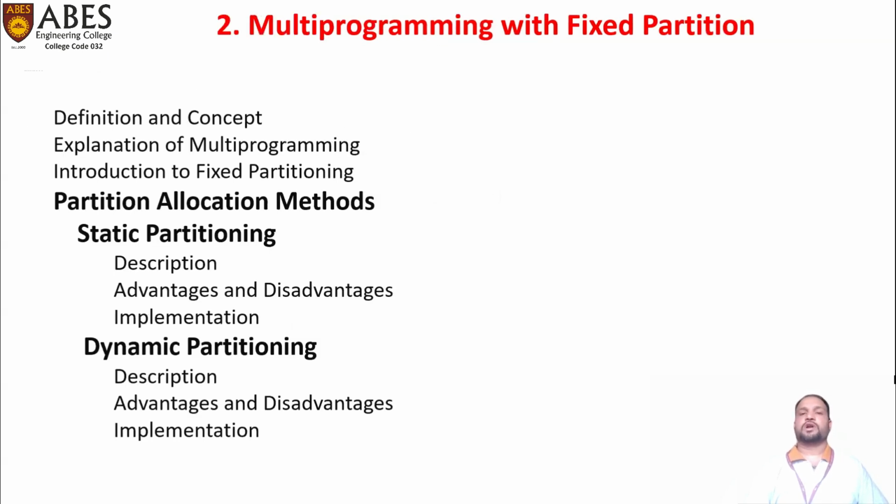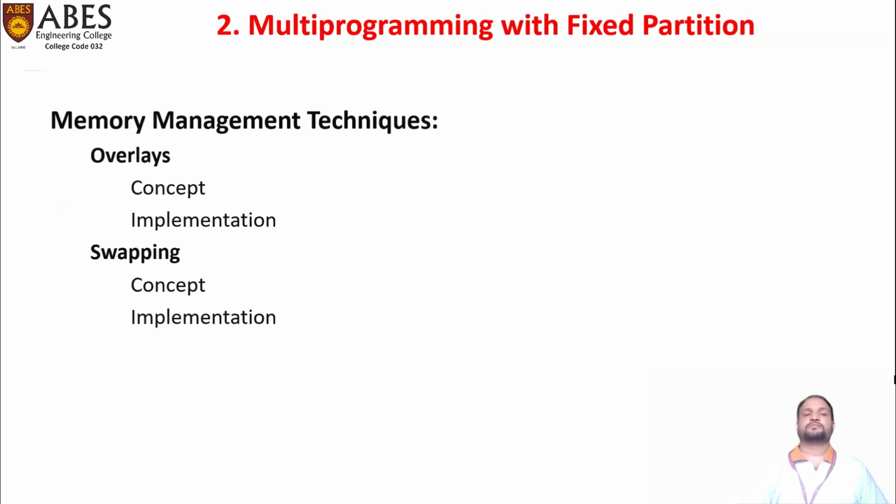Later, we are going to cover multiprogramming with fixed partitions. So in this very series, we are going to learn what is multiprogramming with fixed partitions, what are its types, partition allocation methods such as static and dynamic, their descriptions, advantages, and implementations of both. Further, we are going to cover memory management techniques. Those are overlays and swapping. We'll discuss in detail its concepts and implementations too.